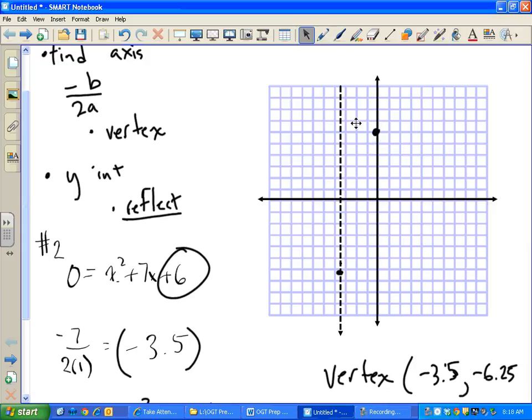When you reflect it, you have to go over, looks like we went over 3.5 here. So we're going to go over 3.5 here. So that's the half. Now we go 3 more. 1, 2, 3. And it should be at 6 as well, because parabolas are symmetrical.